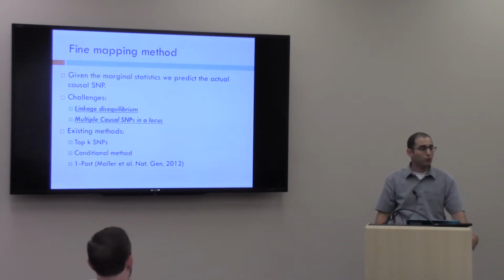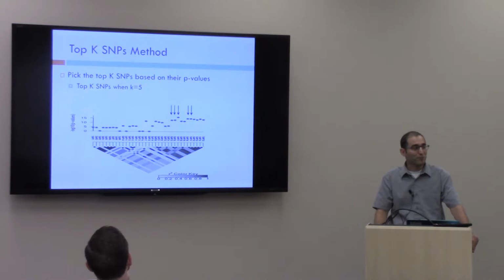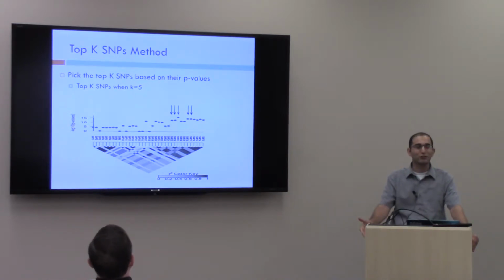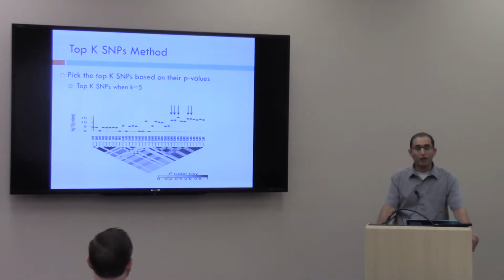Now, there are a couple of methods that were proposed to solve this problem, but I will only talk about two of them, and then I will talk about our method. The first method, which is very simple and intuitive, is to just pick the top k most significant SNPs based on their p-value. Here I'm setting k equal to 5, and I'm running it on a complicated region, and the black arrows represent the most significant SNPs picked by this method.